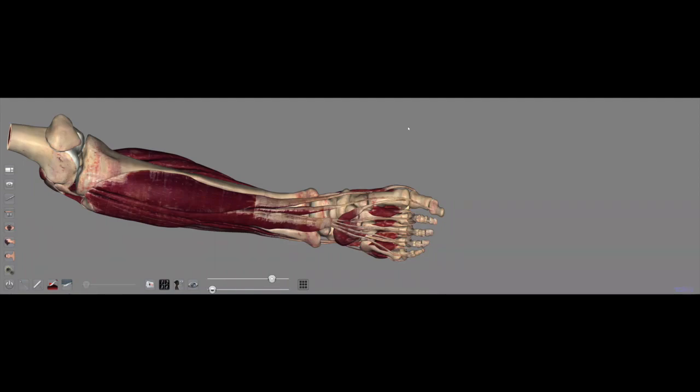This is a musculature review of the leg. The muscles of the leg are broken into 4 major compartments: an anterior compartment, a lateral compartment, and then 2 posterior compartments, a superficial and deep posterior compartment.